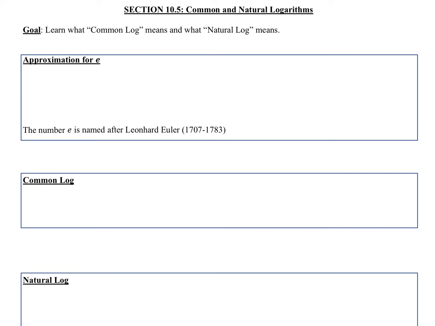Alright, so the main goal for section 10.5, and it's a really small goal, is only to know the difference between common log and natural log, what they mean. I did say, I believe, common log in the last video, and I'll get into that. I did explain it a little bit in the last video, but this is a little bit more in depth.